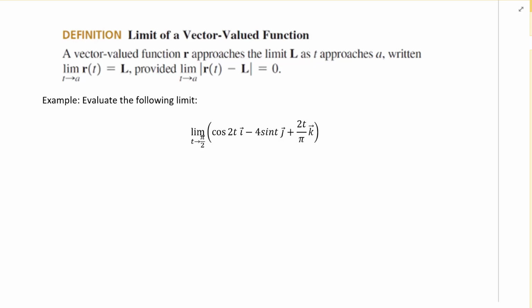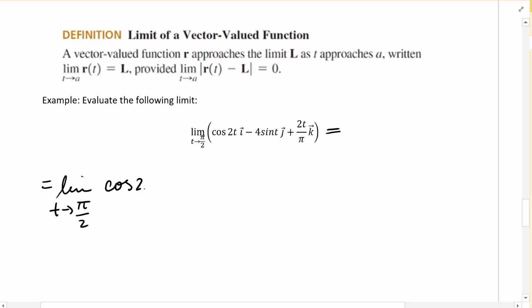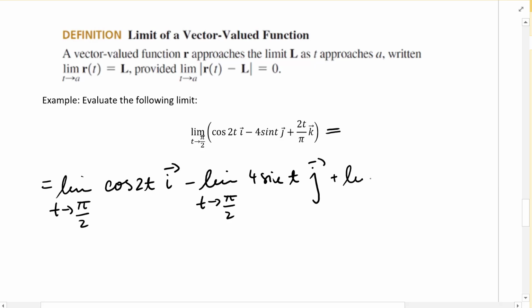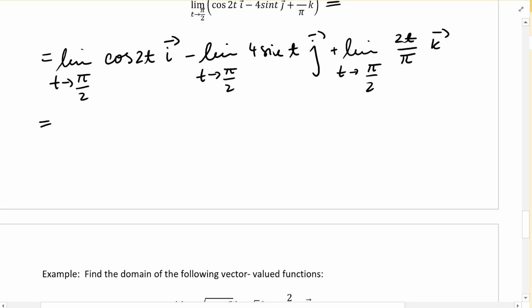So let's find the limit of a vector valued function, the following limit. To do that, we're actually calculating the limit for each component. So it's the limit as t is approaching pi over 2 of cosine of 2t i, minus the limit as t is approaching pi over 2 of 4 sine of t j, plus the limit as t is approaching pi over 2 of 2t over pi k. So let's calculate each of them.